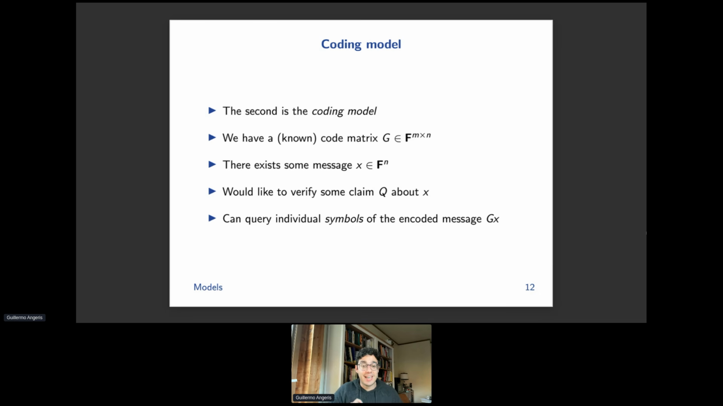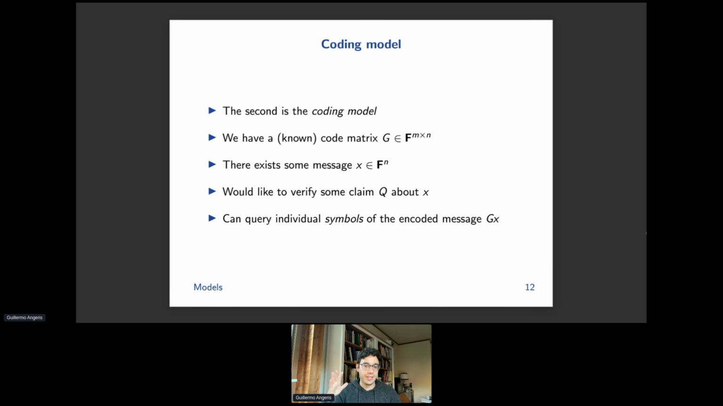So I cannot access X3, but I can access the third symbol in the encoding of G times X. In other words, the third entry of G times X, right? So G times X is a vector. I simply look at its third entry. And the point is, I now pay a cost proportional to the number of symbols I have requested.